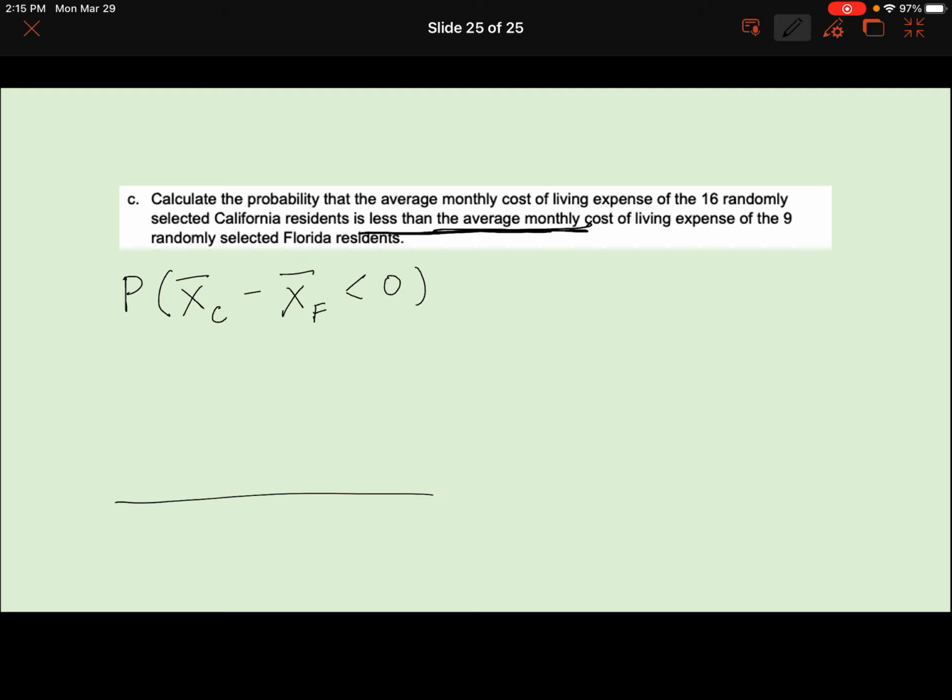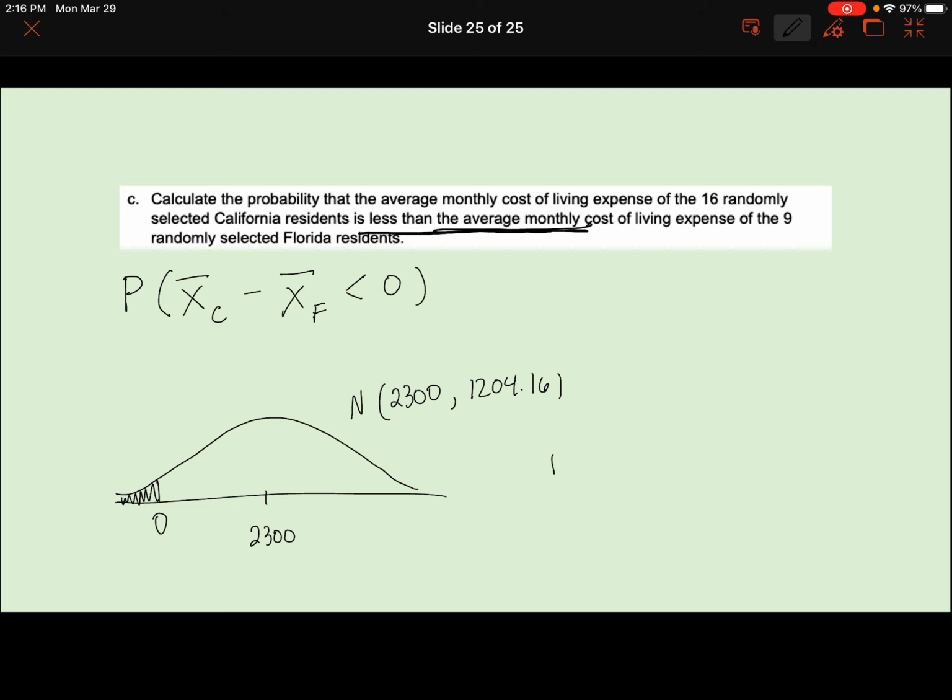Okay, so I'm going to go ahead and sketch this out. I know the mean is 2,300. We calculated that in the last problem. Labeling that this is normal with the mean and the standard deviation here. And we are looking for the chance that the difference will be less than 0.